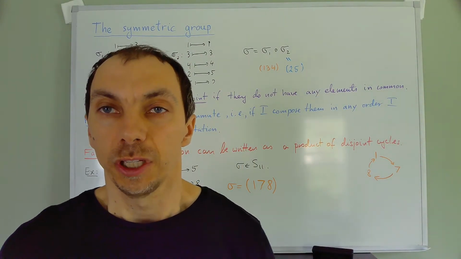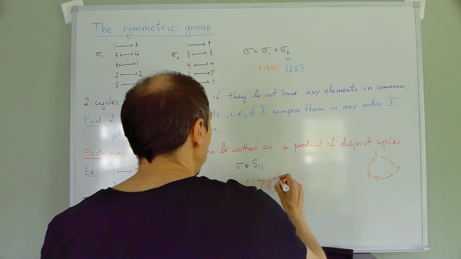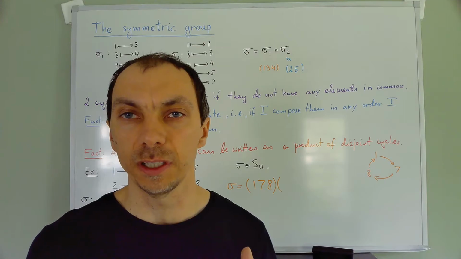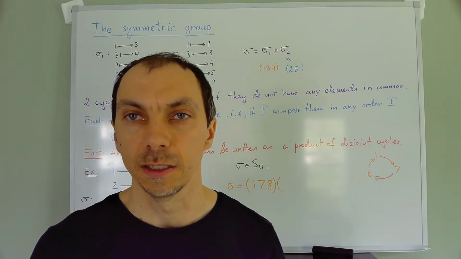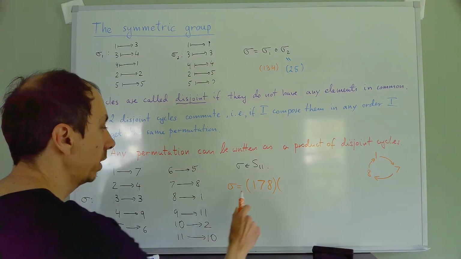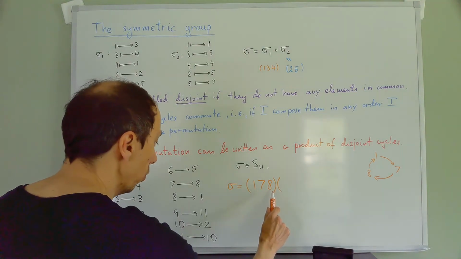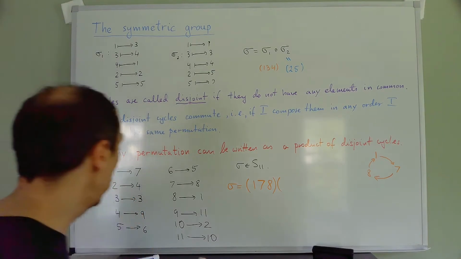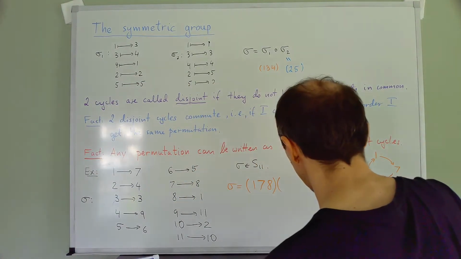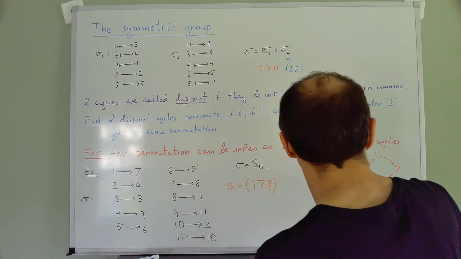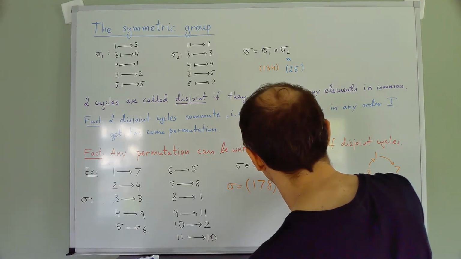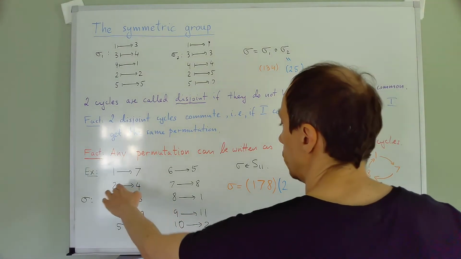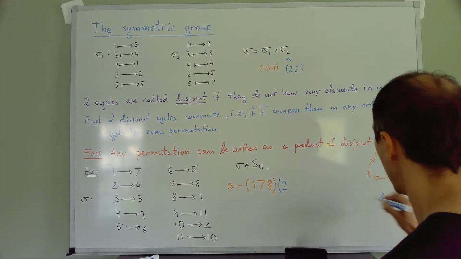Alright, for the next cycle, I am going to use the lowest number that hasn't been used in the first cycle that isn't fixed. What's the lowest number that hasn't been used in the first cycle? 2. Is 2 fixed? No. Okay, so I can start with 2. I'm going to use a different color here, so I start over here at 2. Where is 2 mapped? 2 goes to 4. So I write 4.